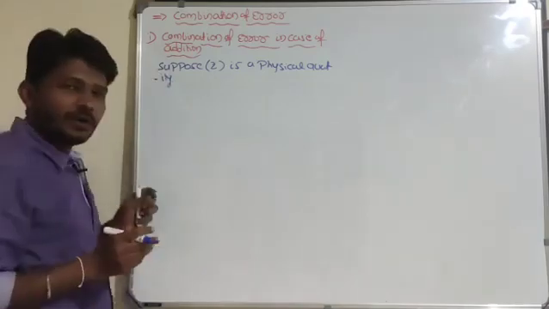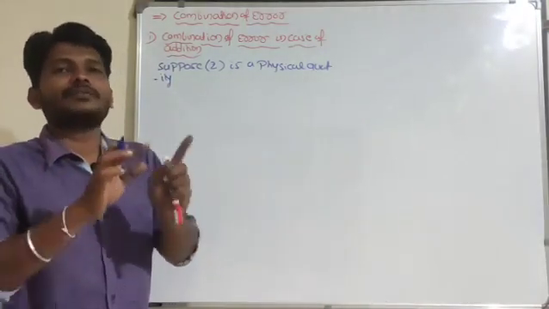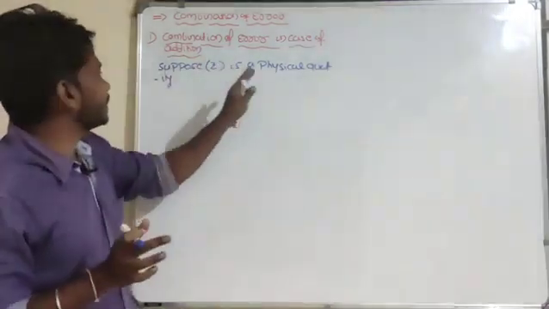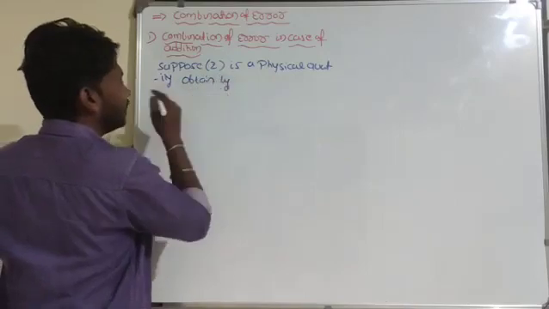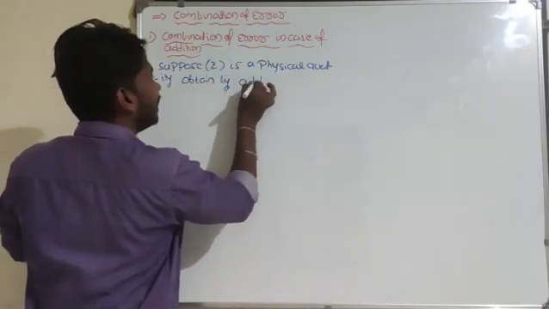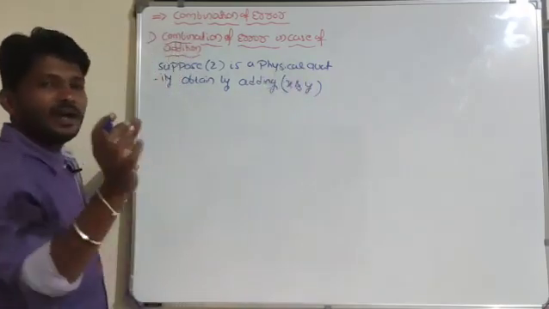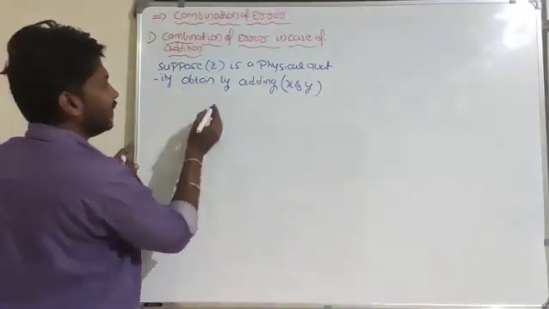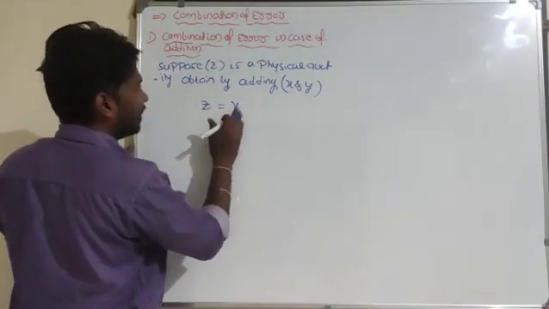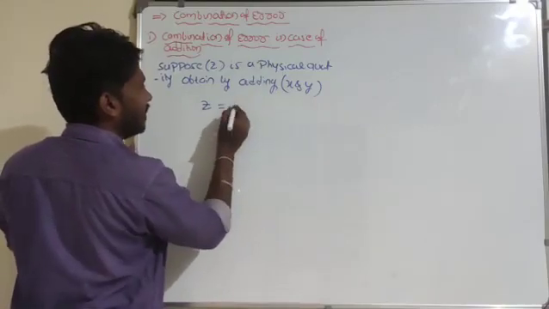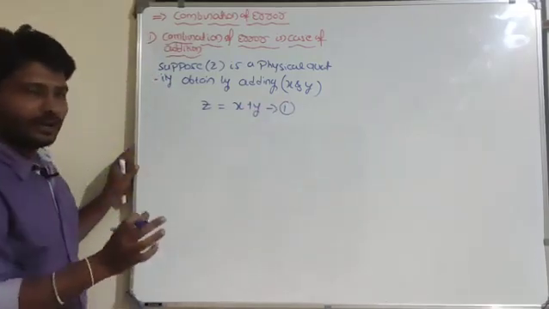Z is a physical quantity. So this physical quantity is obtained by adding X and Y. Let me take one general formula related to addition here: Z is one physical quantity, which we will get by measuring X as well as Y, X plus Y. Treat this as one general formula.